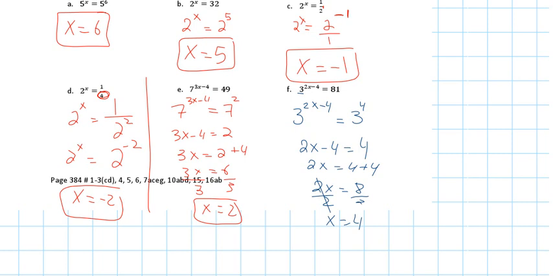Now, if you want to check your work and make sure that your answer is correct, you just have to plug in that 4 for x and make sure that what you end up with on the left side is equal to 81. Okay? So if I do that, just to check my work, 3 to the power of 2 times 4 minus 4. And that will be 3 to the power of 8 minus 4. So that's 3 to the power of 4. And then if I put 3 to the power of 4 on the calculator, that's going to give me 81. So that means my left side is equal to my right side, and that's my checkpoint.